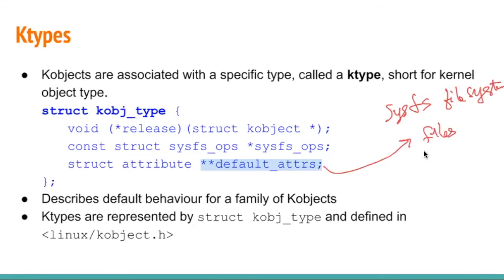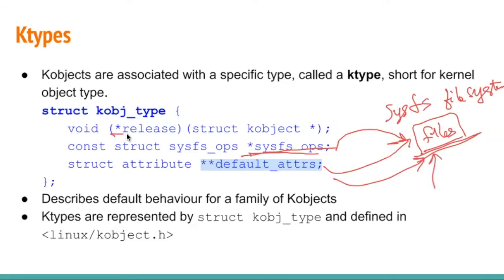When we represent these as files, at that time these sysfs operations will tell what read and write behavior or other operations will apply on these files. So in this ops structure we can define different kinds of functions and the behavior that we can perform on these attribute files in the sysfs file system.